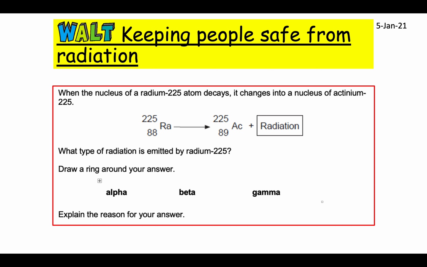Hello and welcome to this lesson for GCSE Triple Science in the radioactivity topic, looking at aspects of safety around exposure to ionising radiation. So there's a starter question on the screen here which relates to radioactive decay equations that we studied before the Christmas break. So have a look at that question and see if you can work out the answer.